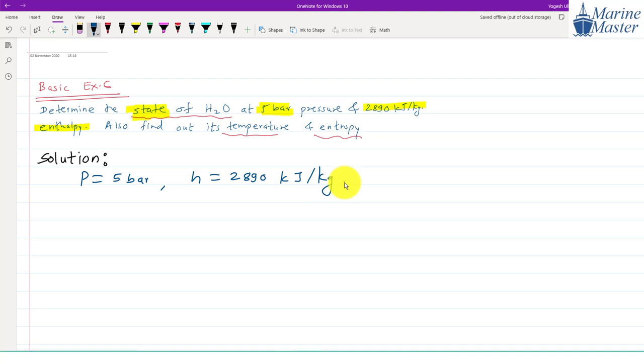Observe the scenario here. Our first target is to find out the state. Whenever we have a pressure and its enthalpy, we will go to the property table and find Hf at 5 bar and Hg at 5 bar. Everyone, before going further, try to get the values of Hf and Hg at 5 bar by yourself.